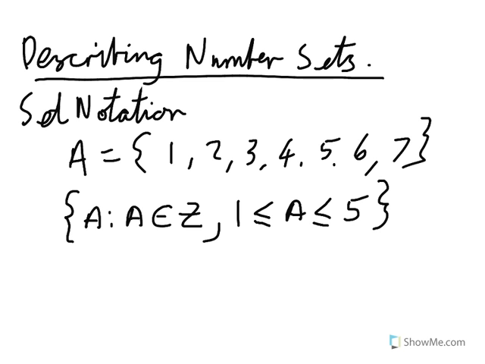So the way we read this is the set of A such that A is an element of integers where -1 is less than or equal to A, which is less than or equal to 5. That's the way we would write that in set notation. That one is a little bit complicated, but nonetheless you can still write it in that particular way.